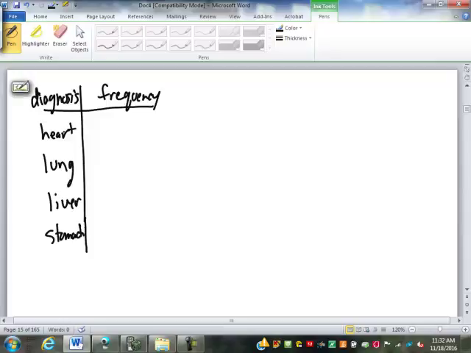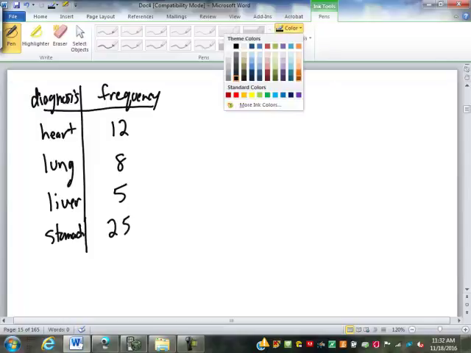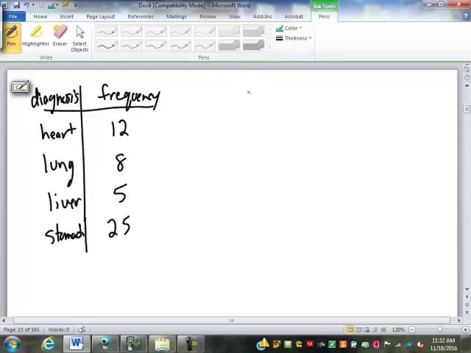So let's say the frequency, number of heart patients we have at the time is 12. Number of patients with lung problems is 8. Liver problems is 5, and stomach problems is 25. There are several ways we could display this. One way we could display this is in a bar graph.